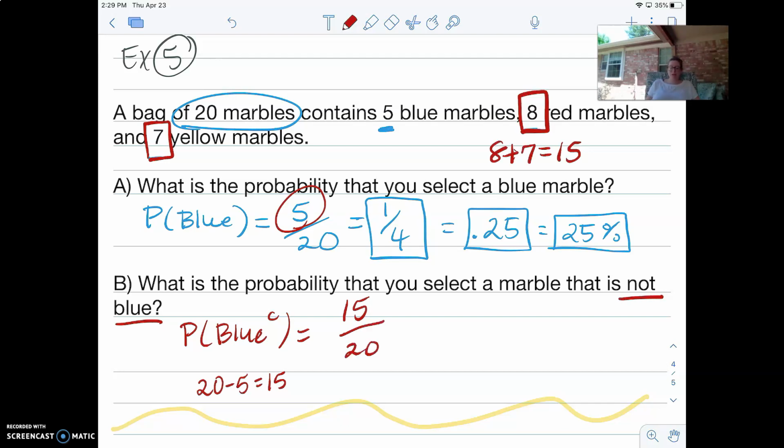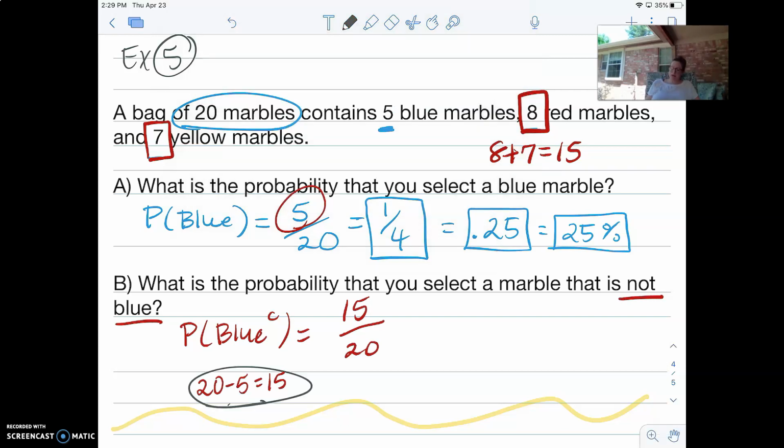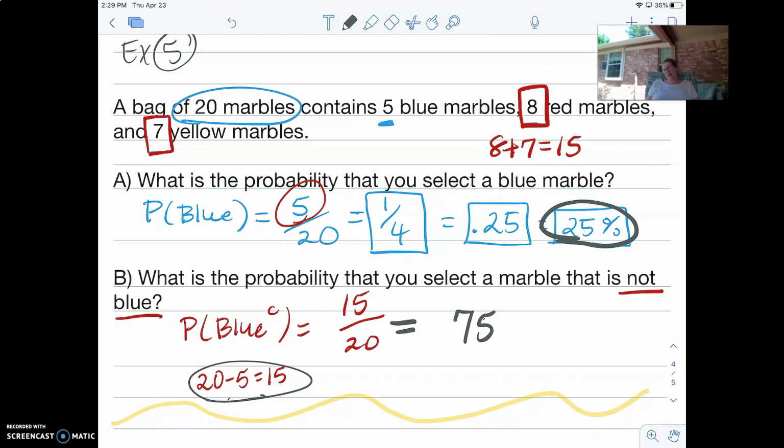Okay? But I'm going to show you an even easier way of solving this problem. Instead of actually counting this number, what I could have done is say, well, if I know that 25% is blue, that means that 75% is not blue. Because when you add up the event and its complement, it has to equal 100%. So another easy way of doing that is, what is 1 minus 0.25, or 100 minus 25? That's 75. Okay? Either way, whatever method makes more sense to you.